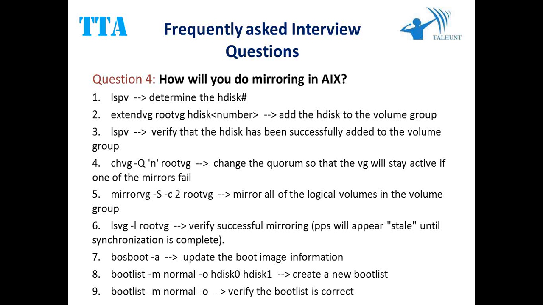So what we do is bootlist -m normal, meaning a normal boot, like the normal SMS kind of options, and the options are hdisk0, hdisk1. That's the order of priority. First would be hdisk0. If hdisk0 is not bootable, then it boots with hdisk1. And verify the boot order: you say bootlist -m normal -o and hit enter, and you find the boot list.